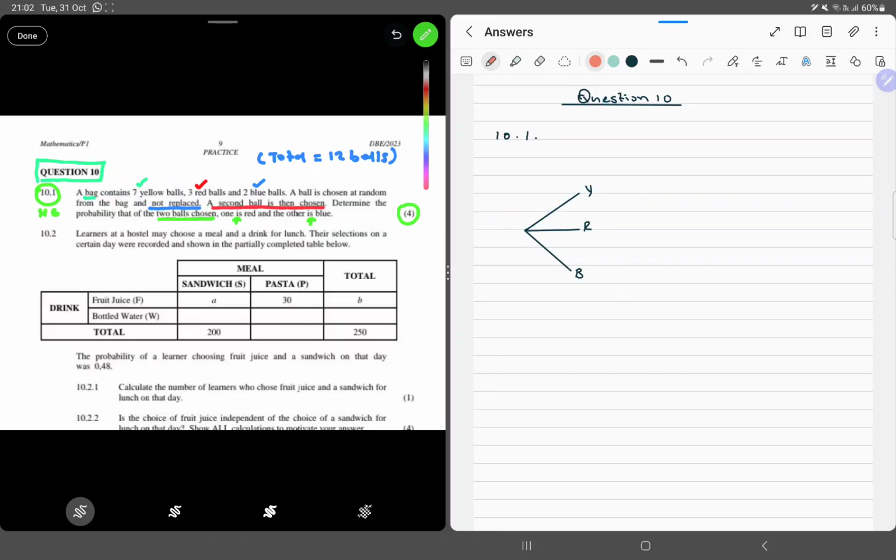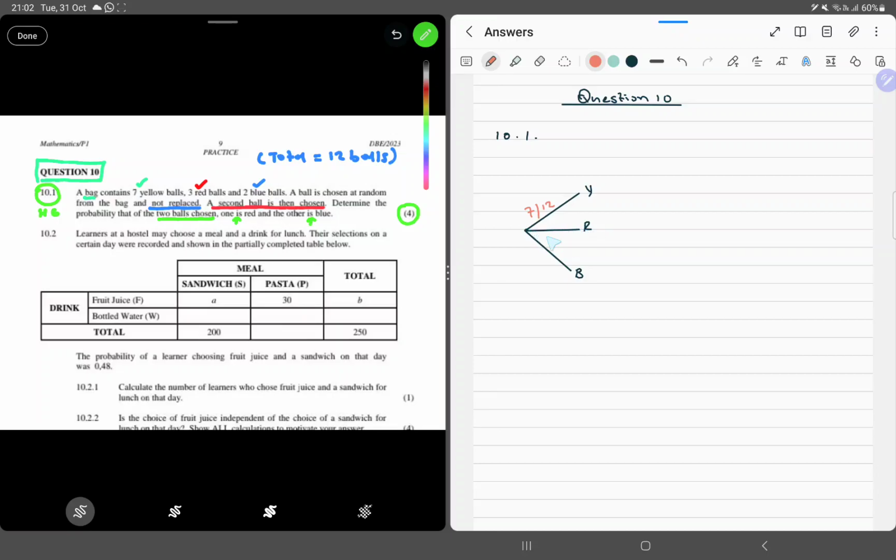So what would be the probability of pulling a yellow ball the first time around? Remember, there's how many yellow balls? There's 7. So we've got 7 options. Out of how many options? The total was 12 balls. So this is the first probability for Y.